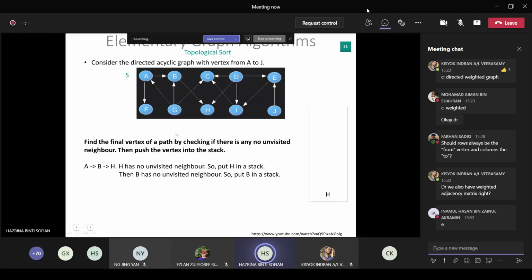Then we check B. B had an unvisited neighbor, but now B cannot visit anywhere else.